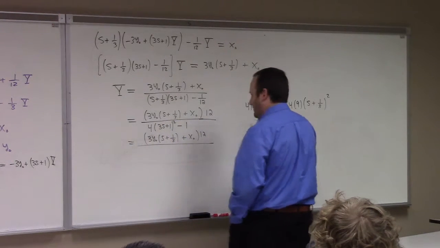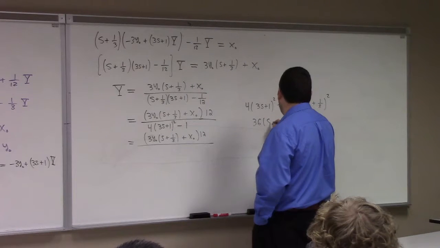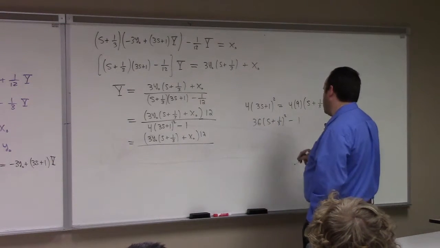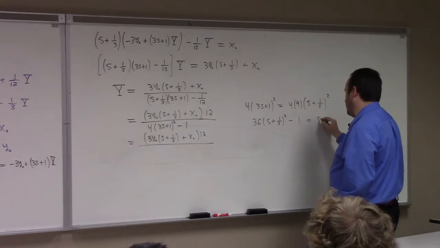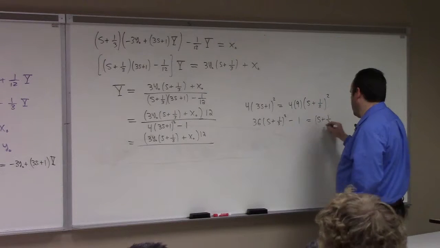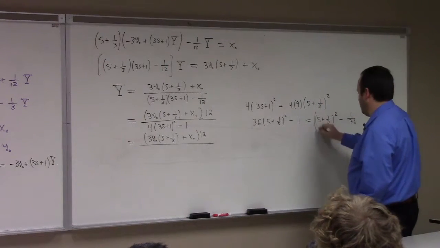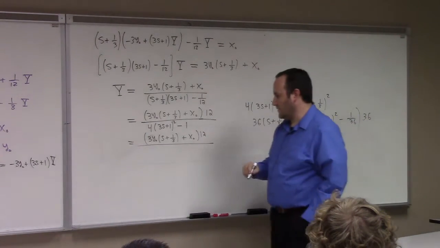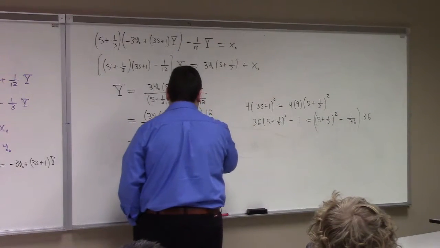So downstairs what we have then is we've got 36 times s plus 1/3 quantity squared minus 1, which I can rewrite as, I'm tired of this problem, s plus 1/3 squared minus 1 over 36 times 36. So that 36 and the 12 leaves me a third.